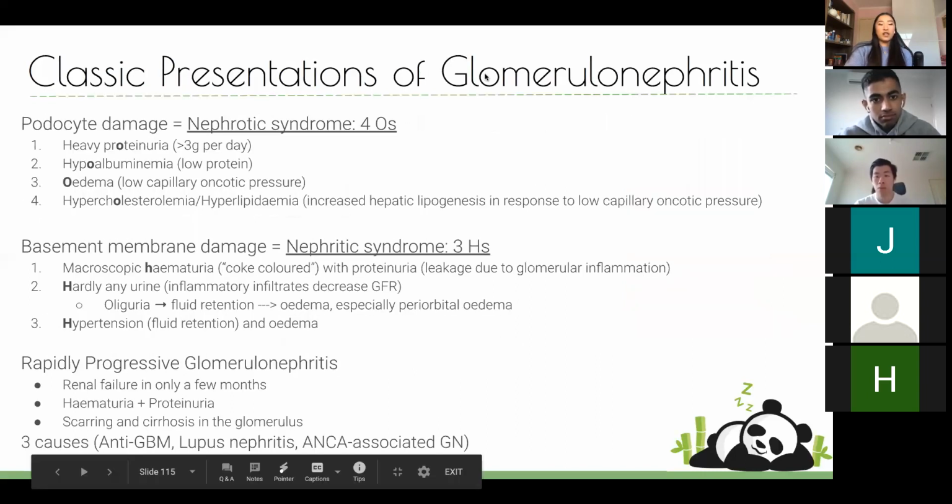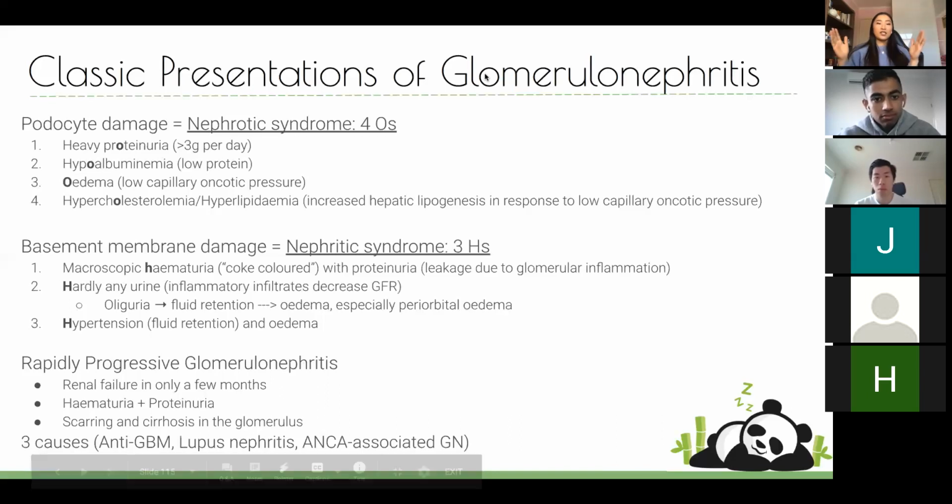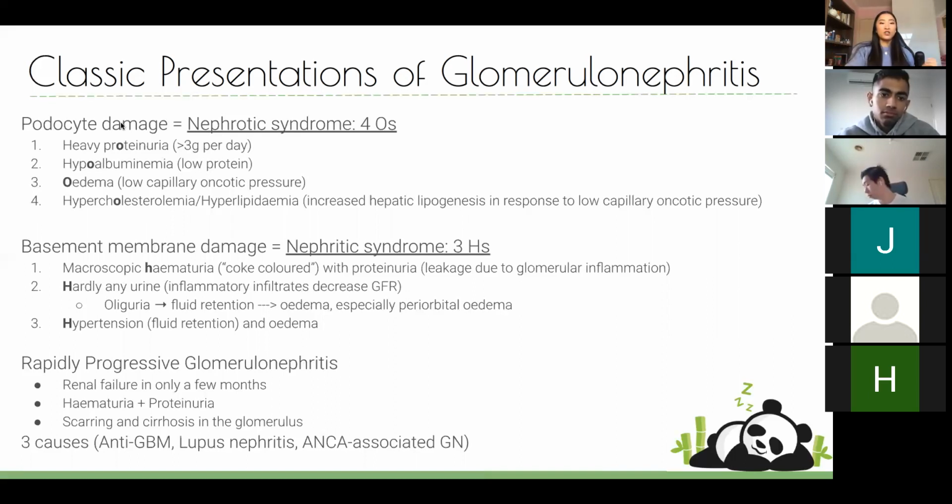So with glomerulonephritis, you learn a classic dichotomy, nephrotic and nephritic, as the two presentations. In reality, it's a spectrum of the two. So nephrotic is on one end, and that's where you've got primarily podocyte damage. Because you've got damage to the podocytes, the protein can get into the urine, so you have heavy proteinuria. Because you're losing protein in your urine, you get hypoalbuminemia. And if you have low protein in the blood, you have low capillary oncotic pressure, which gives you edema.